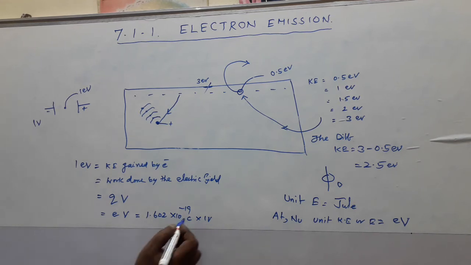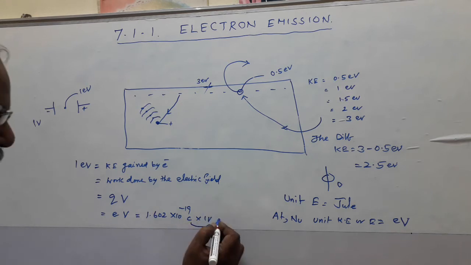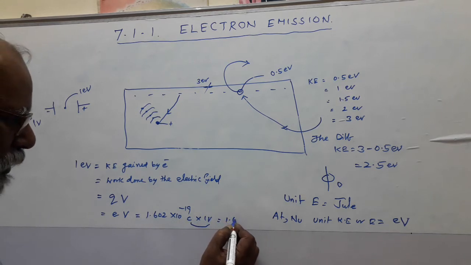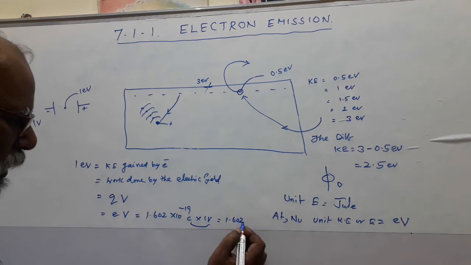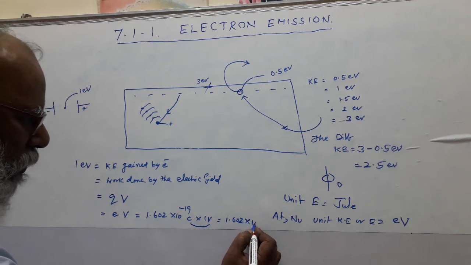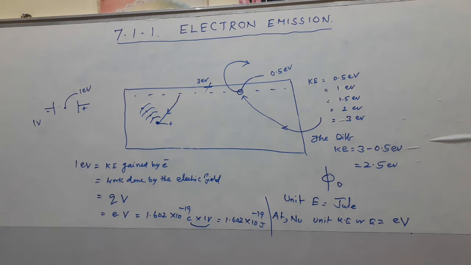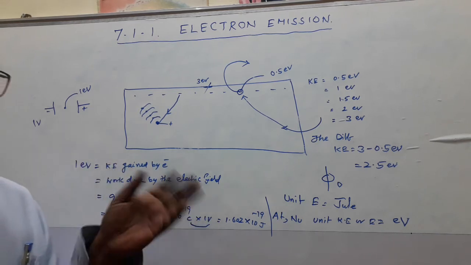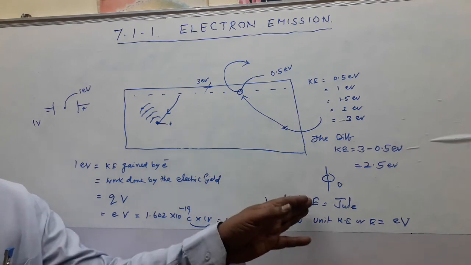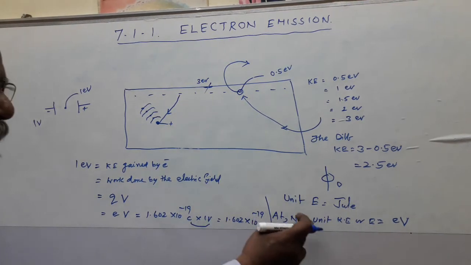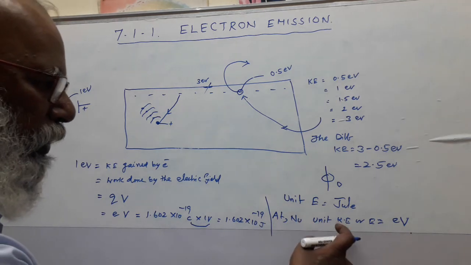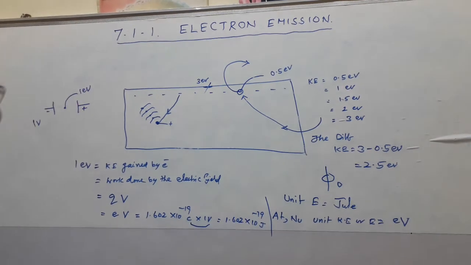Now, these two multiplied give the unit joule. That is why 1 electron volt equals 1.602 into 10 power minus 19 joule. This is the very, very important concept. In general, the unit of energy is the joule. In atomic and nuclear physics, the unit of energy is the electron volt. I think you must be clear very well. Okay.